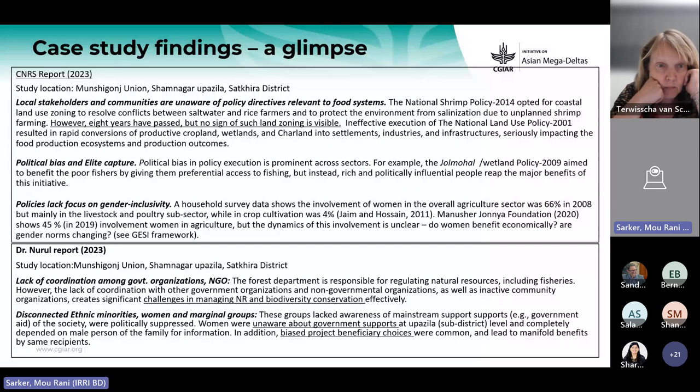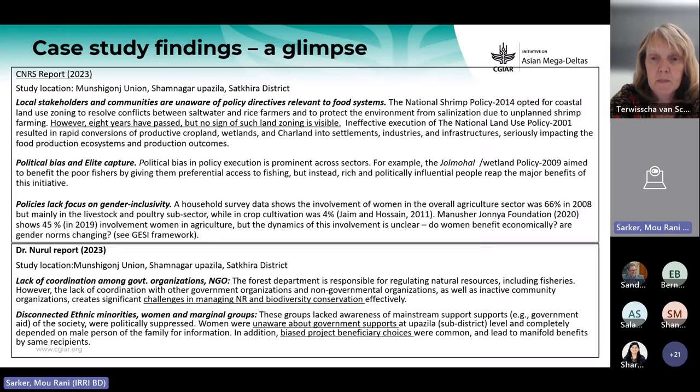So we also got some very excellent findings from our case studies in the fields in Satkhira. One of the key points is the lack of policy directiveness. The national policy opted for coastal land use zoning to resolve the conflict between shrimp and rice farmers in that area. However, it has been like 8 years, but still there is no sign of such land zoning.